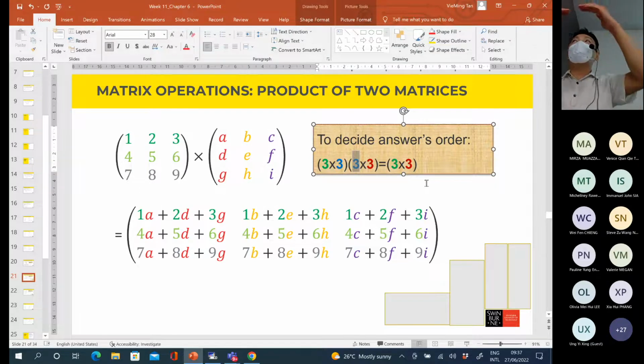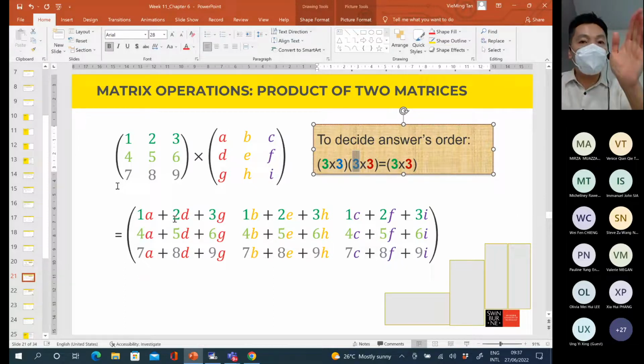So that means the result will have 3 rows and 3 columns. Okay, 3 rows and 3 columns. Now we start from this element. This element is at the location of first row and first column. First row, first column. So that means we need to hide other rows and other columns.